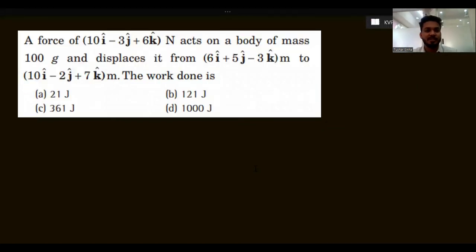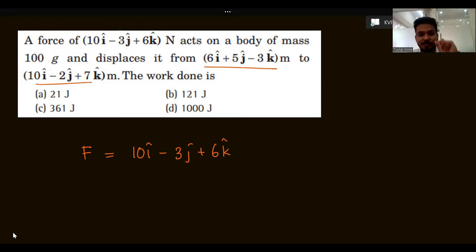Let us do this question. This is a little bit more applied compared to other questions. In this, the force is given to us. Force is given as 10 i cap minus 3 j cap plus 6 k cap. And it is said that it displaces from this point to this point. So the displacement vector is not given, but it is given which position the point is going from and to. To find the displacement, all you have to do is final position minus initial position.